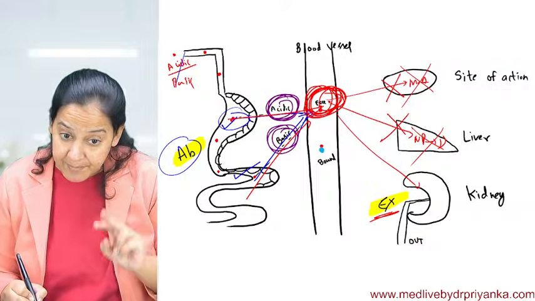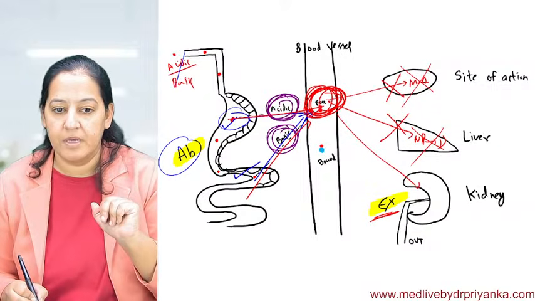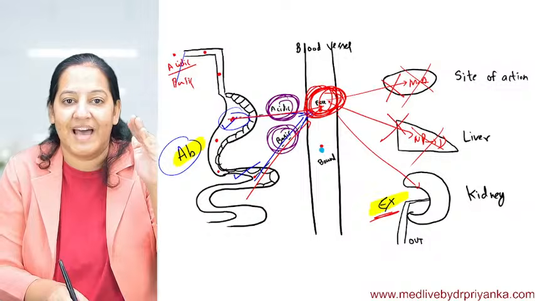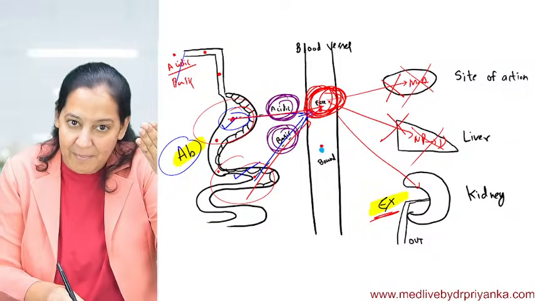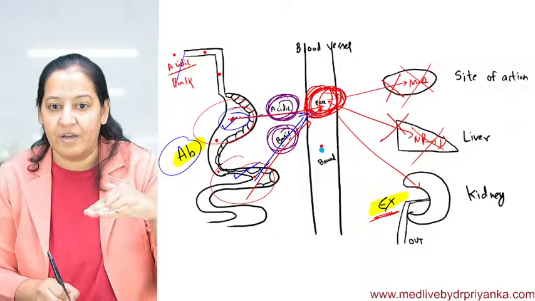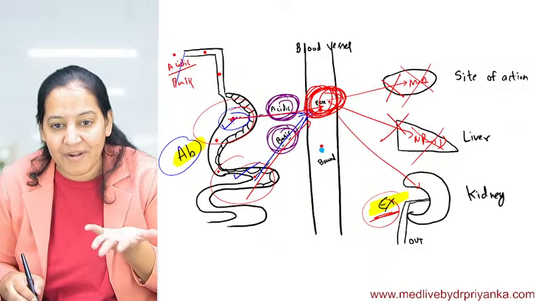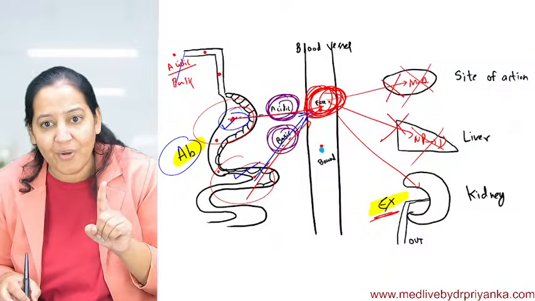Chalo. What about excretion? Come back. For absorption, God has given two organs, stomach and intestine. Acidic drugs get absorbed from the stomach and basic drugs get absorbed from the intestine. What about excretion? For excretion, God has given only one organ, kidney.